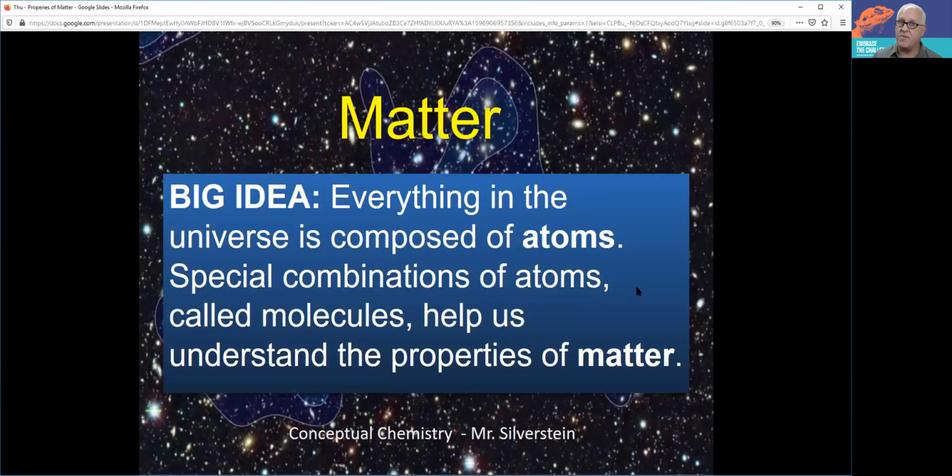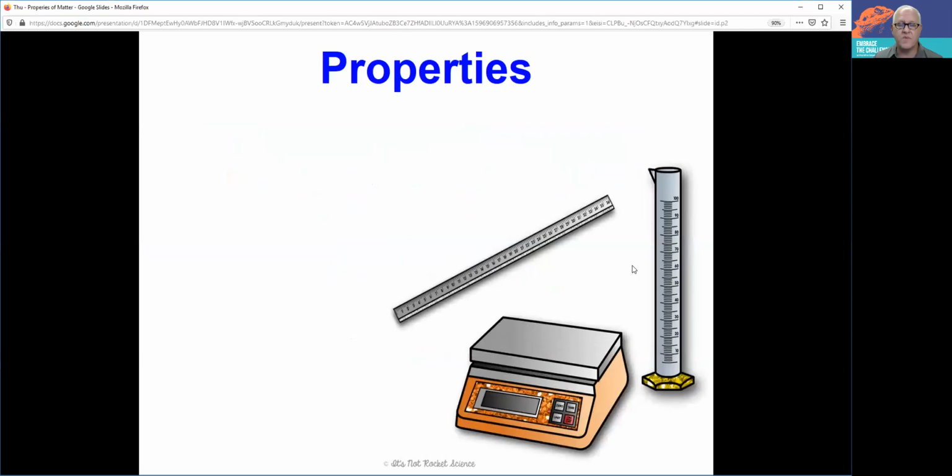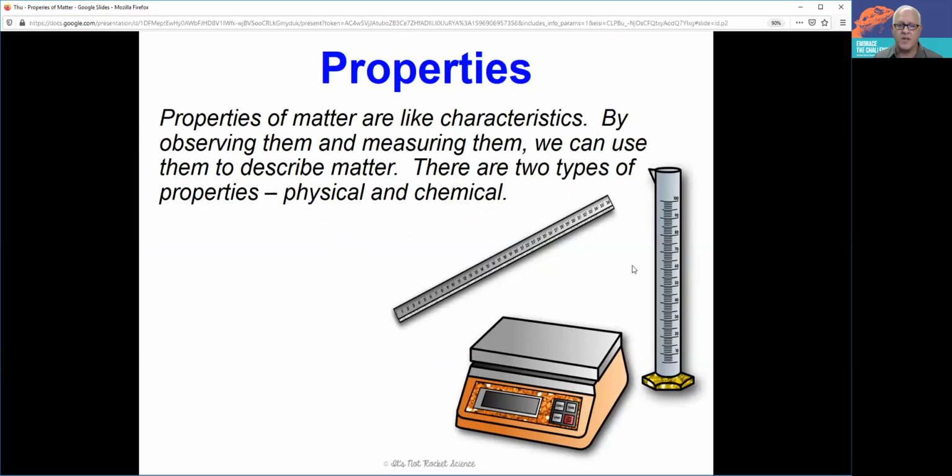So let's go back to our big idea that matter, everything in the universe, is composed of atoms, and special combinations of atoms called molecules help us understand those properties of matter. So let's start looking at properties. Properties of matter are like characteristics. By observing them and measuring them, we can use them to describe the matter. And there are two types of properties: physical and chemical.